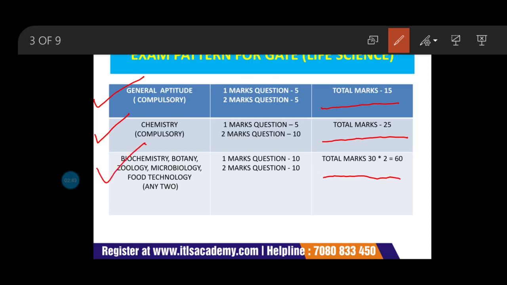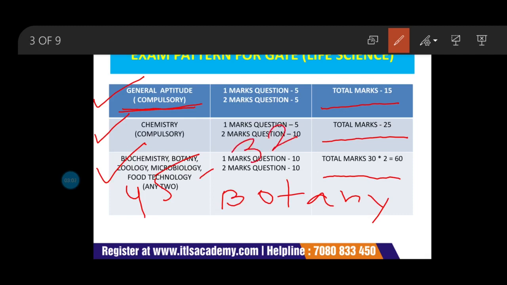Now in my course I will teach you the botany portion, and also I will teach you the general aptitude portion. So I will cover 45 marks among 100 marks, and I guarantee you that after your full preparation with my video tutorials you will get a minimum of 32 to 33 marks, which is your minimum mark.